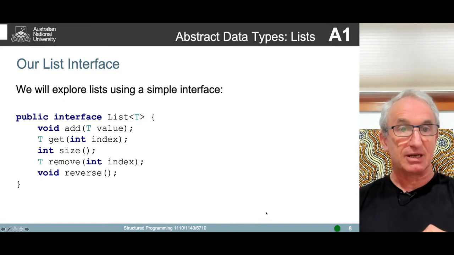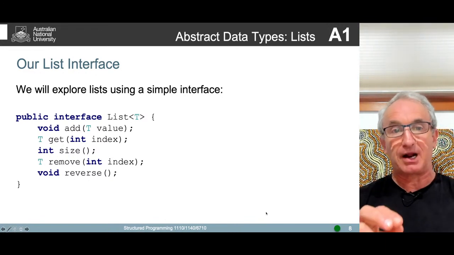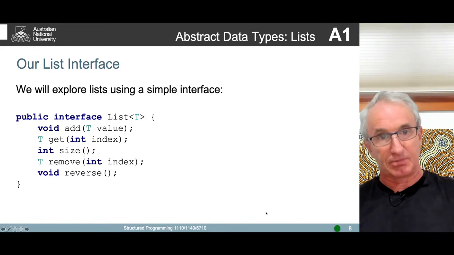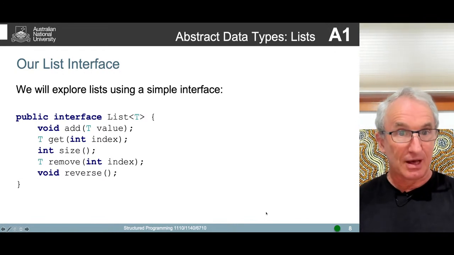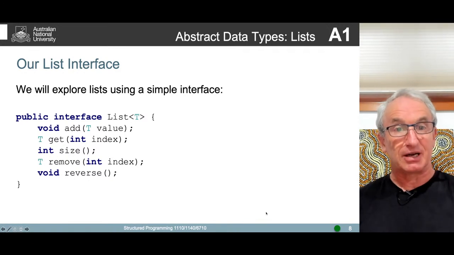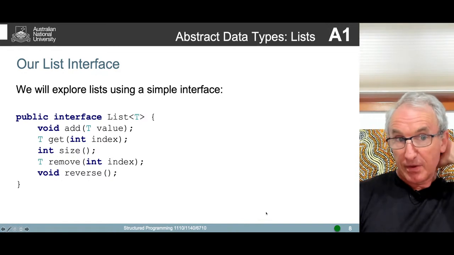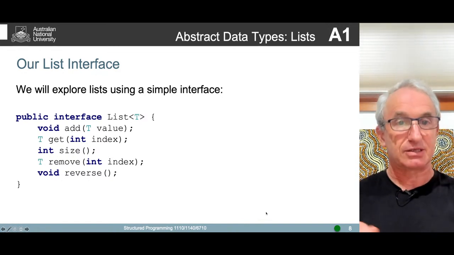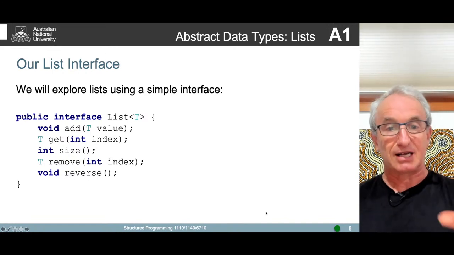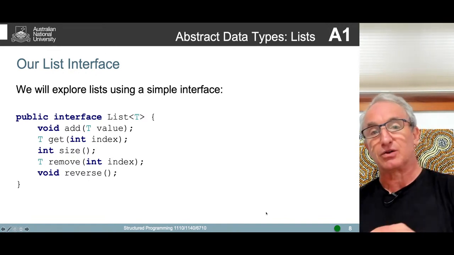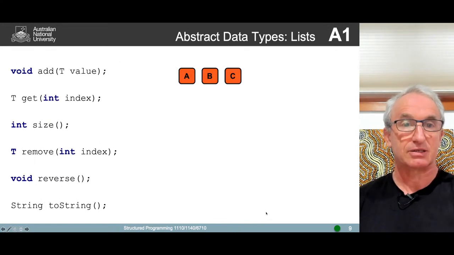We can add something to the list. We can get something out of the list at a particular position. So we can get the fourth element out of the list, the third element out of the list, the last element out of the list. We can find out the size of the list. That's how many things are in there. And we can remove something given a particular index. So we can remove the thing that's at the second index and so forth. And we can also reverse a list. So we can flip the ordering of the list. They're the operations that we're going to support in our class's version of a list. If you go and look at the Java Standard Libraries, there are other operations as well. We're only going to do these ones in our class.